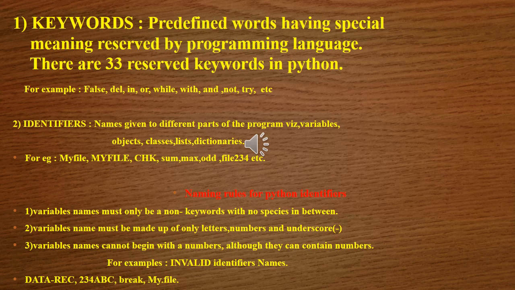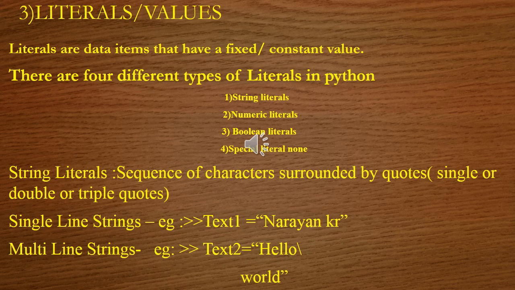For example, I am giving some invalid identifier names. Data hyphen has a special symbol, so we cannot treat it as a valid identifier name. We cannot start a variable name with a number, like 234ABC, which is an invalid identifier name. Break is a reserved keyword, so we cannot consider it as a variable name. My dot file, I am using a dot in between my and file, is also an invalid identifier. We cannot use a dot in between Python variable names. Next. Now the third token in Python is Python literals or values.